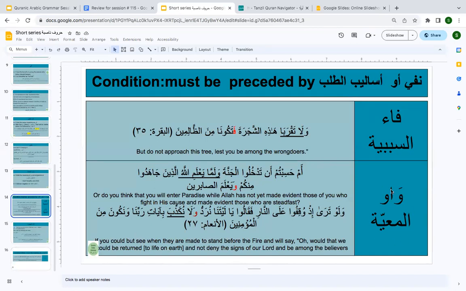And now comes your Wawul Ma'iyya. You have seen Wawul Ma'iyya is also going to follow the same principles as Fa as-Sababiyya. It has to be after nafi or asalibut talab. So let's see Surat Ali Imran. We have a verse from there. You see after waw, a mudare mansub. You all can see wa ya'lamas-sabirin. Do you have any reason for the mudare to be mansub?